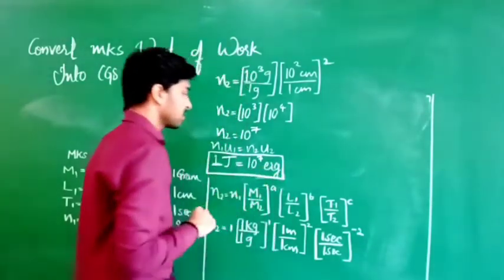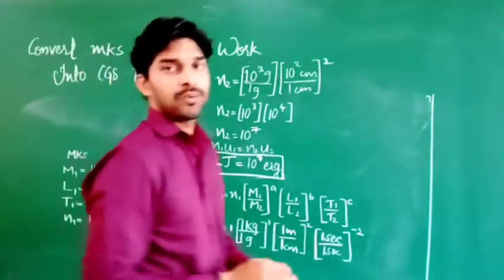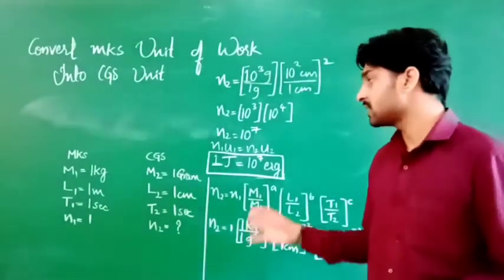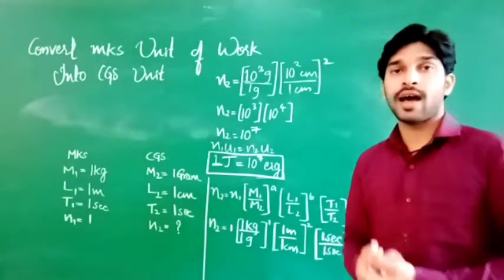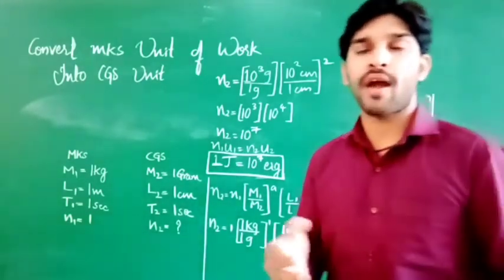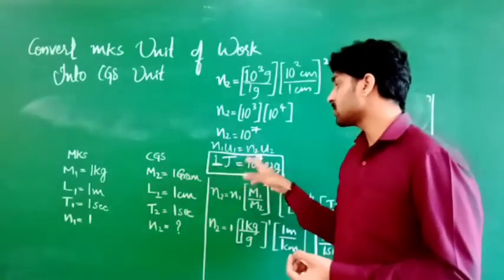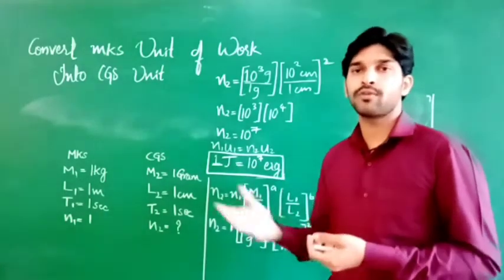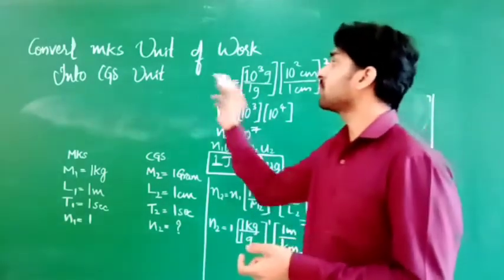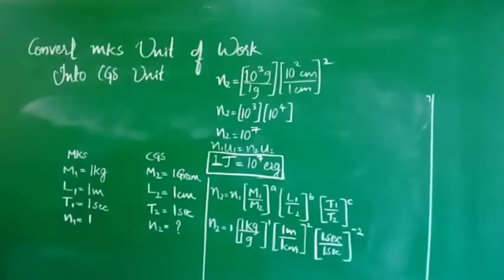Are you following? So finally, in your final examination, you may get this kind of questions. Clear? In last class we had discussed one question, and this is one more question. They will ask that, show that 1 Newton is equal to 10 to the power of 5 dyne, or they may ask you, show that 1 joule is equal to 10 to the power of 7 erg. Apart from asking this, they may ask you in a different manner also, convert MKS unit of work into CGS unit of work. Clear? Just copy it down.